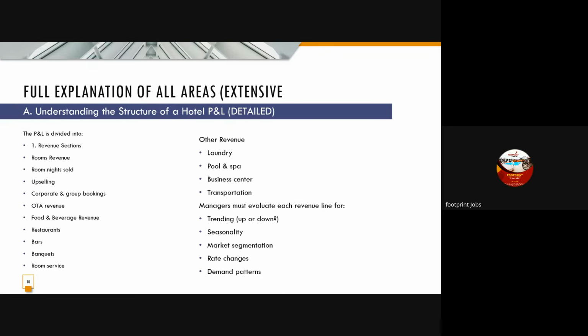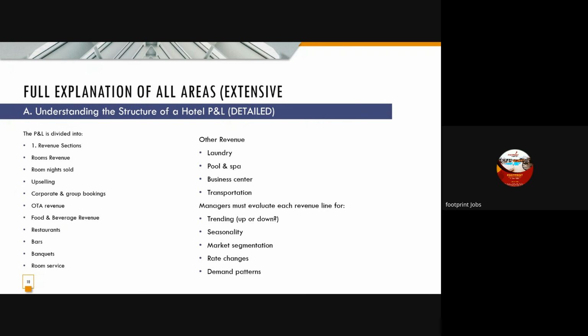So we have rooms revenue, room nights sold, upselling, corporate and group bookings, OTA revenue, the online travel agent, food and beverage revenue: restaurant, bars, banquet, room service. Now we also have other revenues that still fall under revenues, where we have the laundry, the pool and spa, the business center, transportation. That's if your company has like an airport taxi or whatever that helps to drop people.